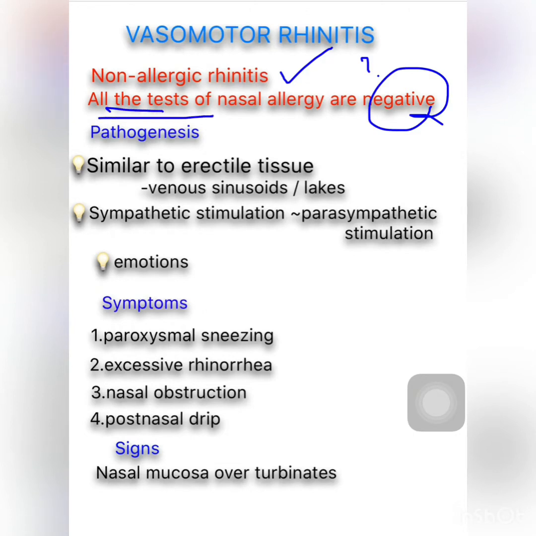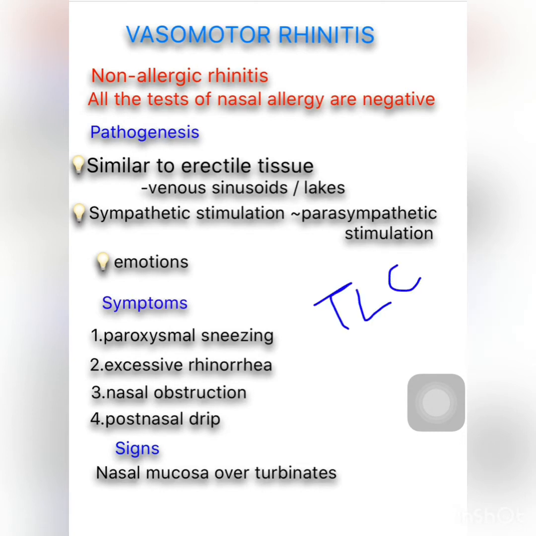Here I mentioned all the tests. Which are all the tests? Those are the tests which we do for allergic rhinitis. Let us talk about the investigations of allergic rhinitis. They are total leukocyte count (TLC), differential leukocyte count (DLC), and here we can see peripheral eosinophilia. The next test is nasal smear. Here we can usually see a large number of eosinophils.